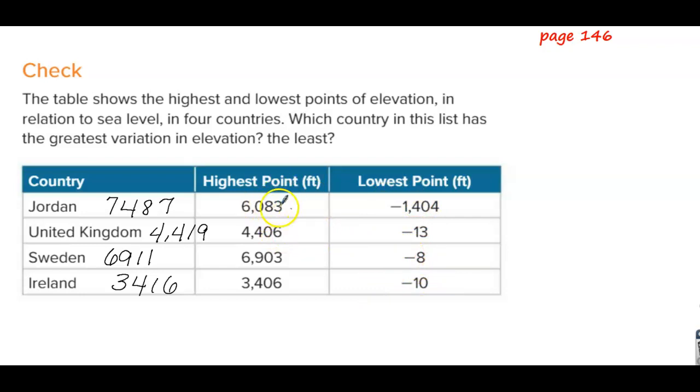What I would do is this number minus this number, and then we would keep change. This is why I can add these two, okay? I want to know the difference between this and this, so difference means subtract, this one minus that, and we would keep change. That's why it's okay to add those. So which one has the greatest? Greatest is Jordan, it has the biggest number, and the least variation would go to Ireland.